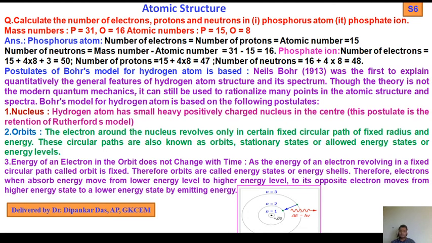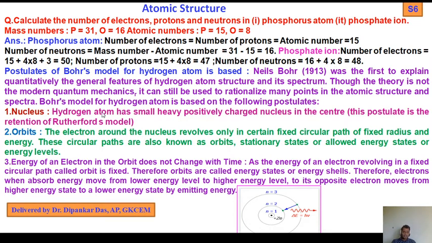Niels Bohr in 1913 was the first to explain quantitatively the general features of the hydrogen atom structure and its line spectrum. Though the theory is not modern quantum mechanics, it can still be used to rationalize many points in atomic structure and spectra. Bohr's model for the hydrogen atom is based on the following postulates.